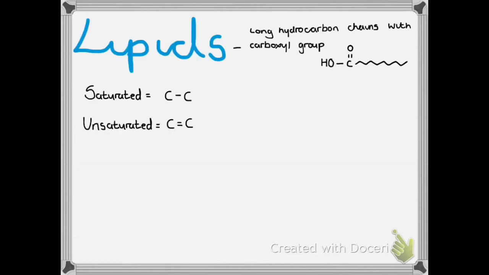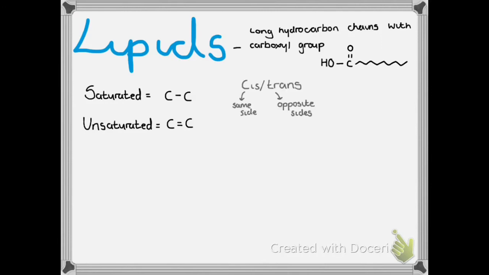Last but not least, we have lipids. These are long hydrocarbon chains with a carboxyl group attached to the end of them, or the beginning of them really. These hydrocarbon chains can either be saturated, meaning there's only a single bond between each carbon, or they can be unsaturated, meaning there may be a double bond between the carbons.